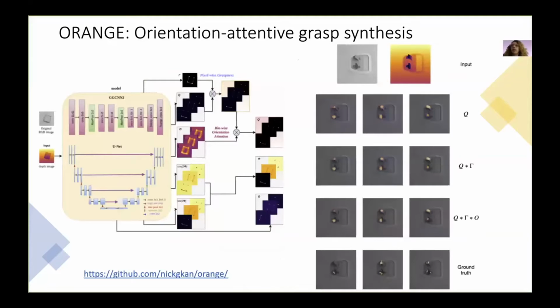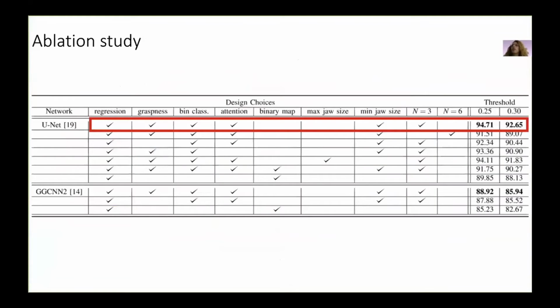Orange takes the augmented grasp map representation and fuses continuous and discrete information, uses the pixel-wise graspness as a regularization and the bin-wise orientation attention in order to force the focus of the network on the local maxima of graspness. From our ablation study, you can see that the full proposed model with pixel-wise graspness and bin-wise orientation attention achieves the best results in the IOU threshold of 0.25 and 0.30.